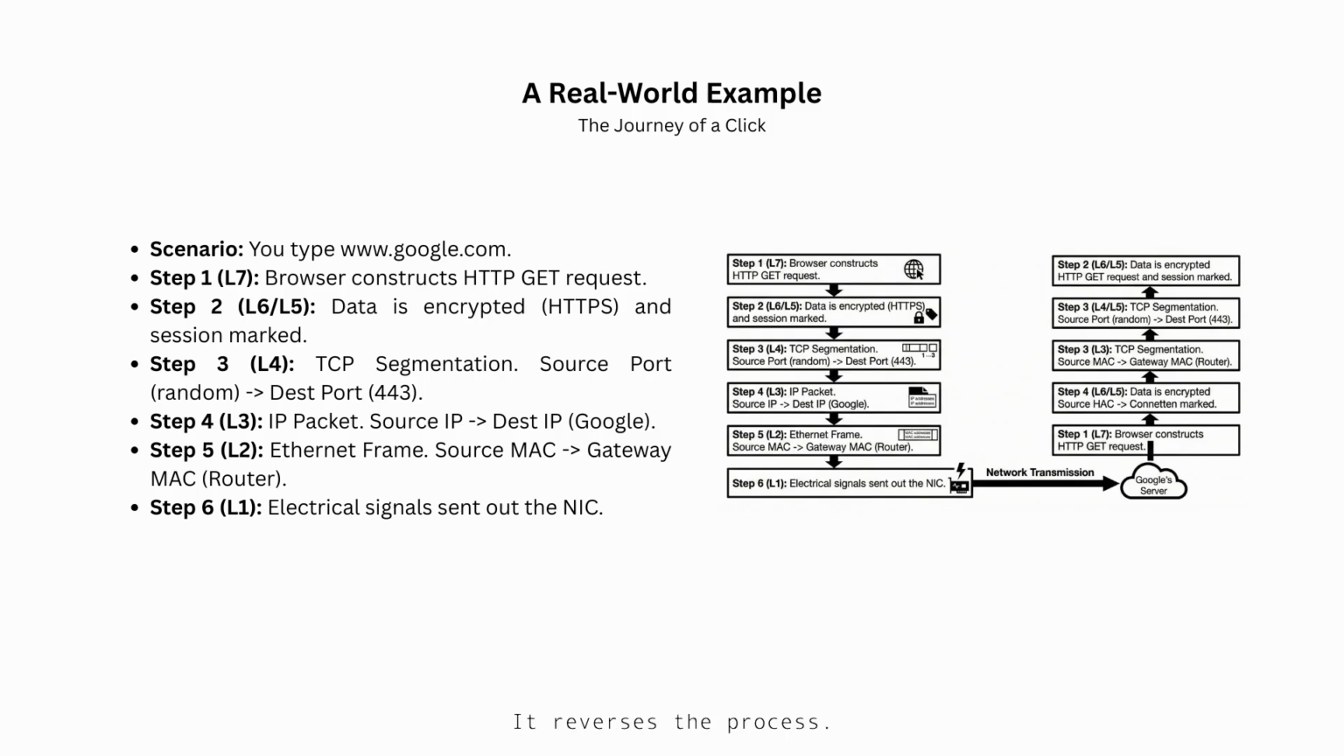It reverses the process. Layer 1 reads the bits. Layer 2 checks the MAC. Layer 3 checks the IP. Layer 4 reassembles the segments, and Layer 7 finally hands the GET request to the web server software.